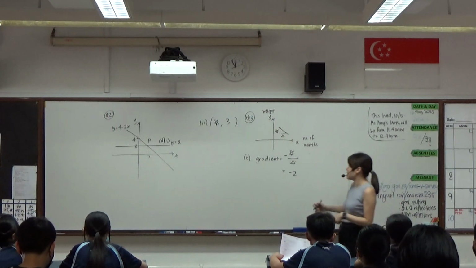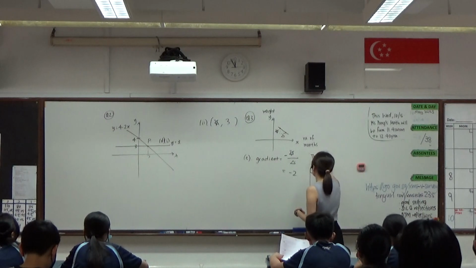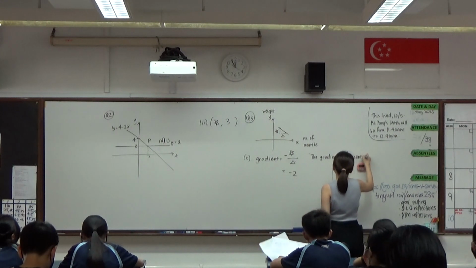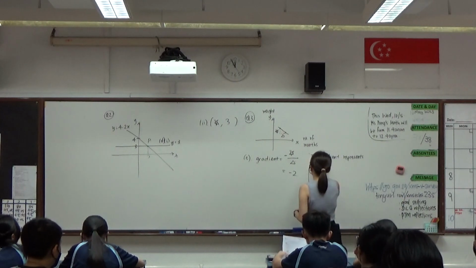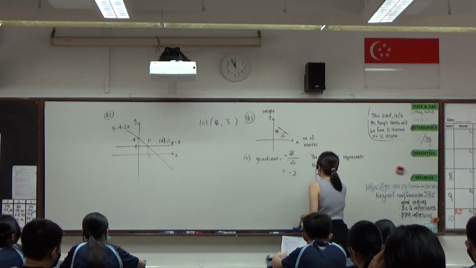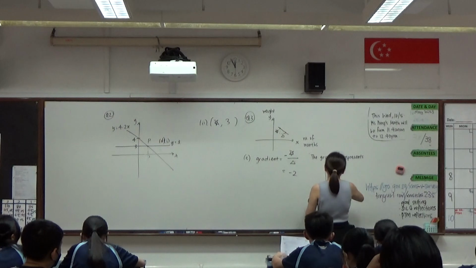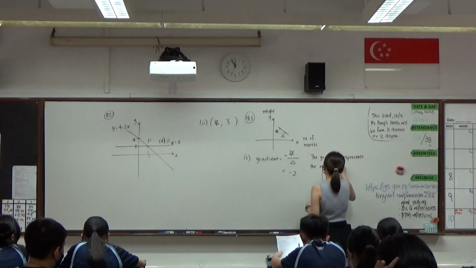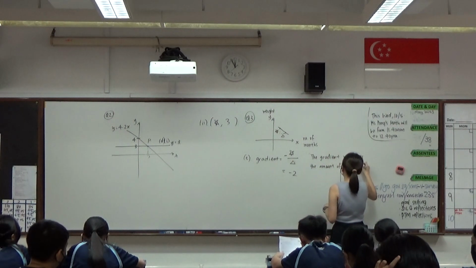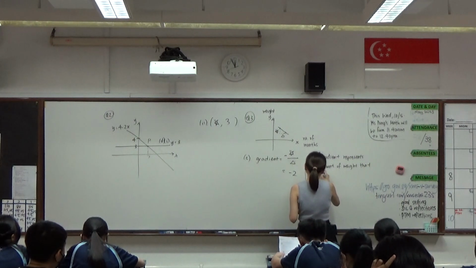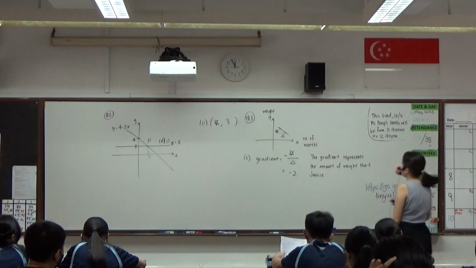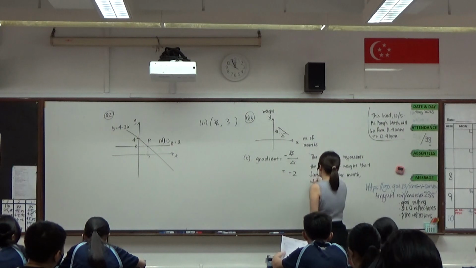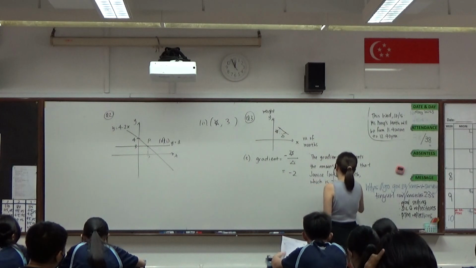Okay? So to interpret the gradient, we say that the gradient represents the amount of weight that Janice lost per month, which is 2 kg per month.